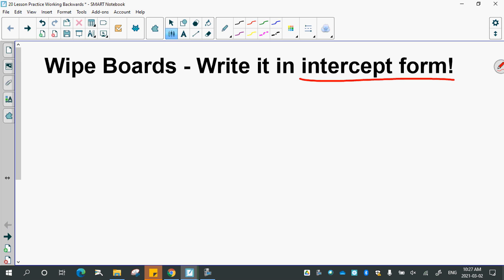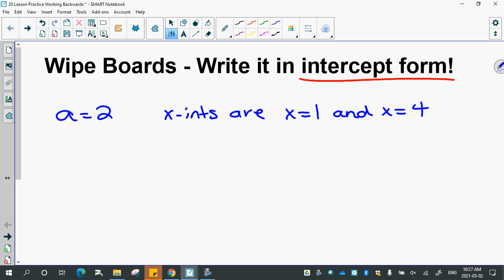So we're practicing writing the intercept form to start with. Just the intercept form, which looks like this. So you know that a equals 2 and the x-intercepts are x equals 1 and x equals 4. What would the equation of the parabola be in intercept form?